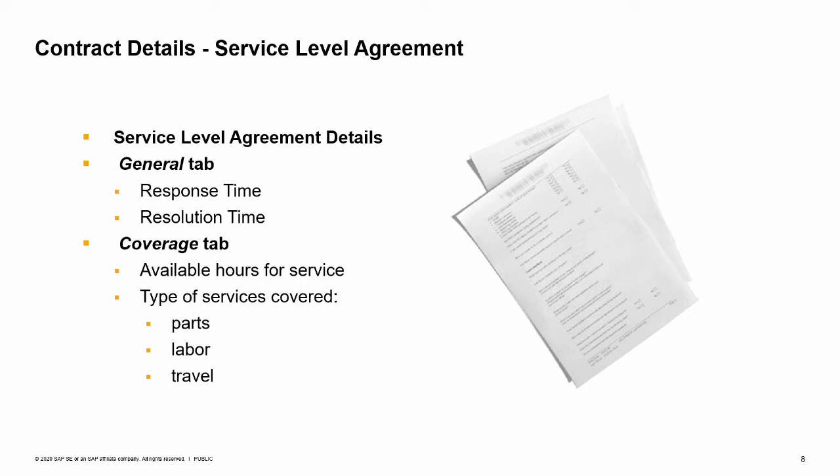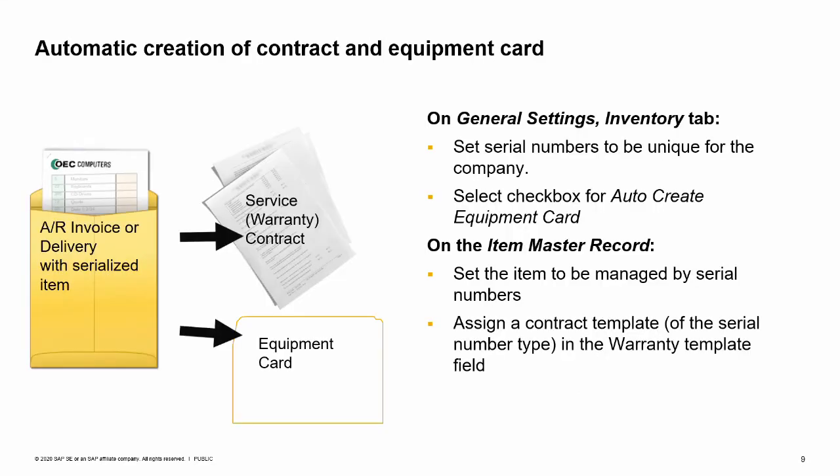Additionally, you can specify specific items that are covered by the contract. To set up automatic creation, you need to make some general settings at the company level as well as settings on the item master. First, make two company-wide settings on the Inventory tab in General Settings. Set serial numbers to be unique for the company. In the field Unique Serial Numbers by, choose Serial Numbers. Then select the checkbox for automatic creation of equipment cards.